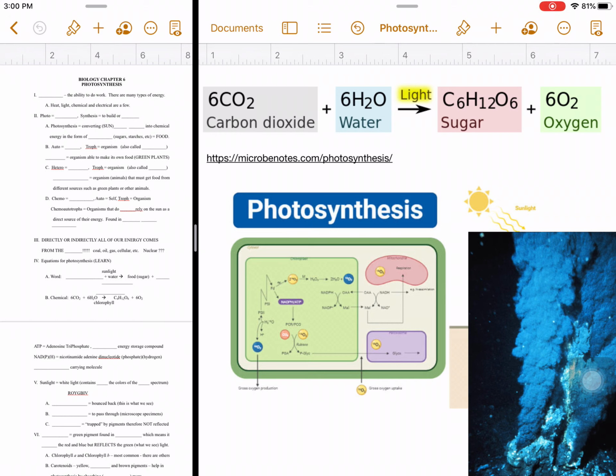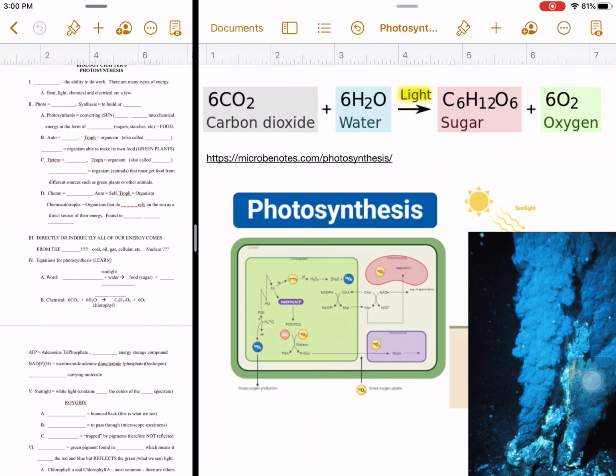Autotrophs are the organisms responsible for doing photosynthesis, things like plants, everything from mosses to trees. Auto means self, troph means organism. These are also called producers. And an autotroph is an organism able to make its own food, such as green plants.